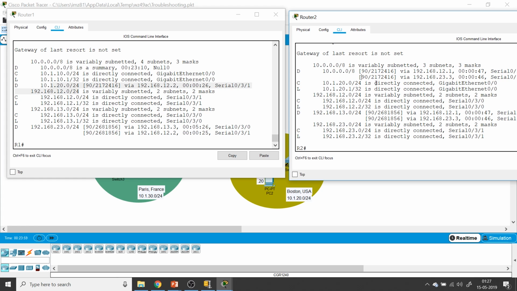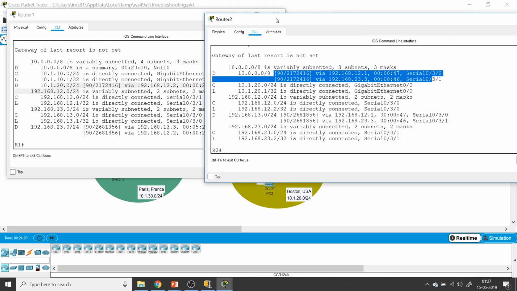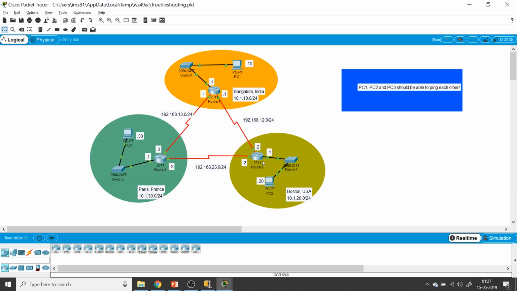Now see, with EIGRP, the summarization is creating trouble. I'll tell you how. You can see there is load balancing happening, right? There's load balancing because this device is doing summarization, and this device is doing summarization. So this device has a network 10.1.30.0 and is summarizing 10.0.0.0. He has got only 10.1.10.0 and is summarizing 10.0.0.0.